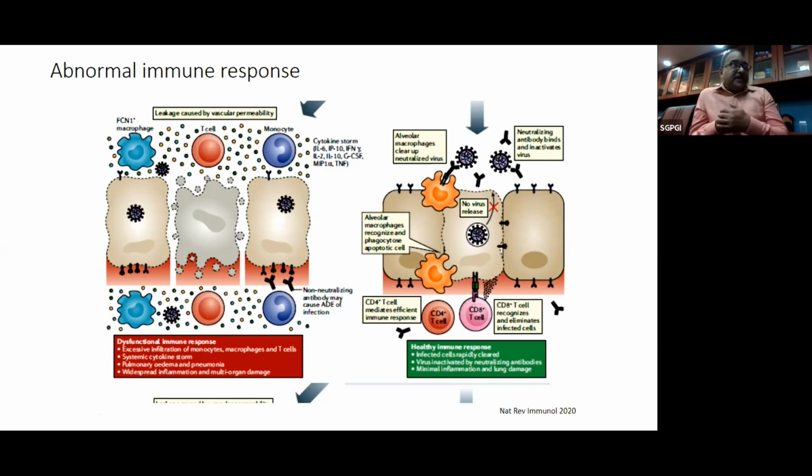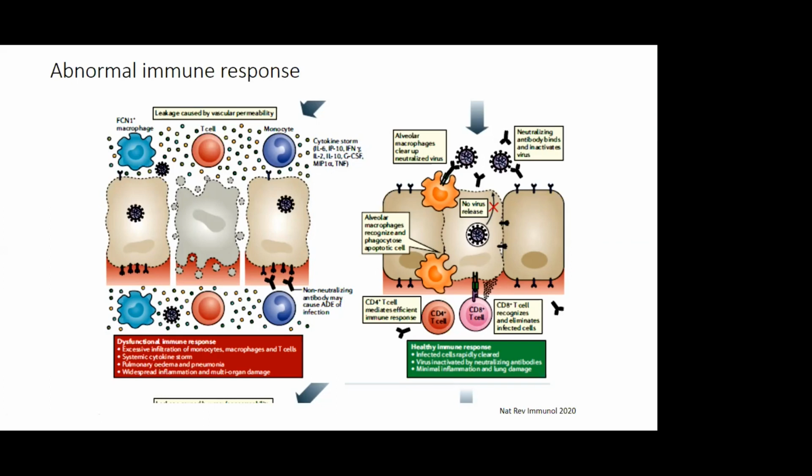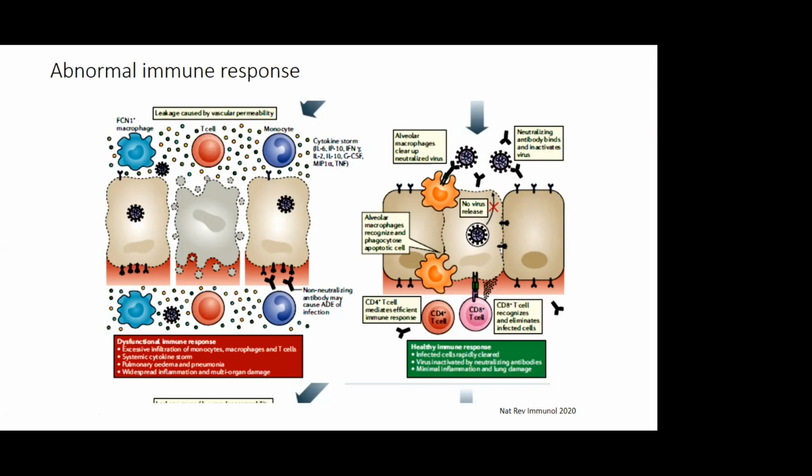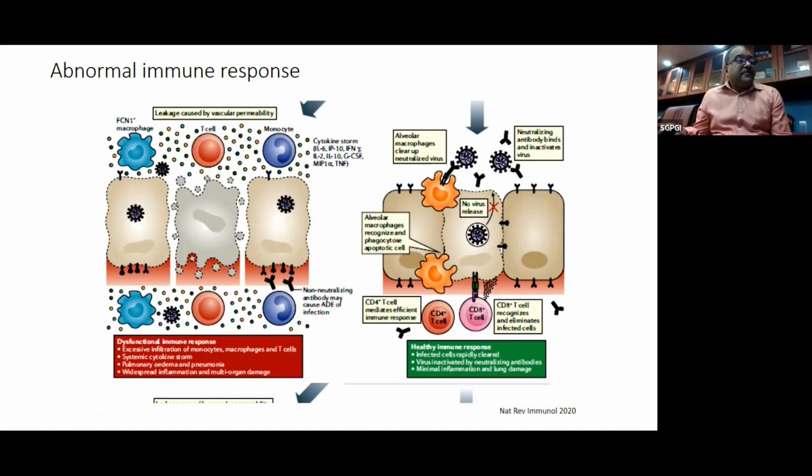Because of this cytokine storm, the nearby cells, the capillaries, the endothelium, get damaged, and that is why the lung becomes more permeable by damage to the endothelial cells, causing edema. This inflammatory infiltrate causes damage even to the airway epithelial cells which are not infected by the virus.